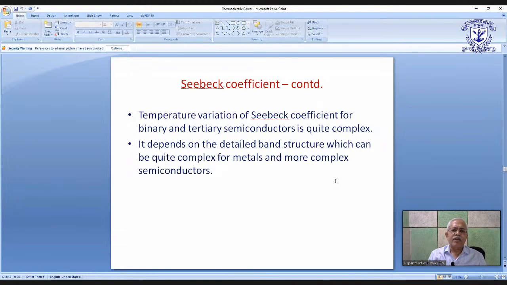In general, we will note that the temperature variation of Seebeck coefficients for more complex semiconductors like binary or tertiary semiconductors is quite complex, simply because of the complex band structure. And evaluation of the Seebeck coefficient using Mott's formula depends on the detailed band structure, which can be quite complex for metals and more complex semiconductors.